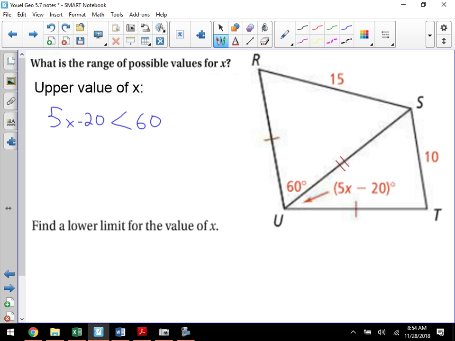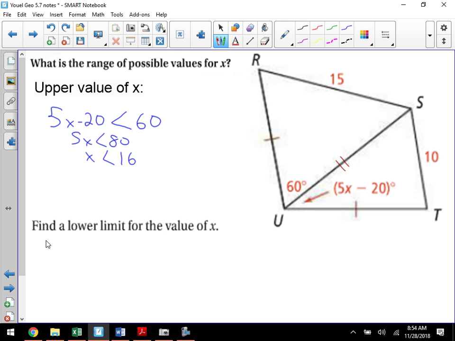Let's write it down. Okay. So you treat it the same way like you would. What do you have to do first? Add. So you get 5x is less than 80. Divide that out, and you're going to get what? 16. So that means the upper boundary means x has to be smaller than 16.